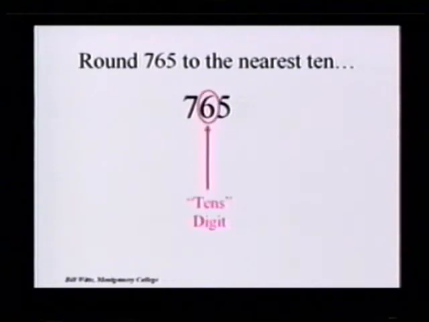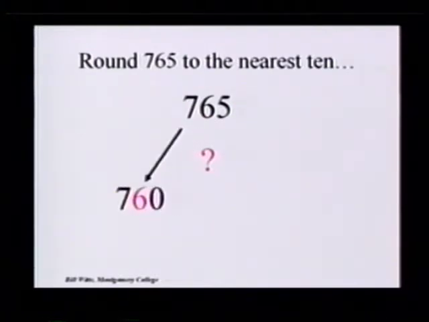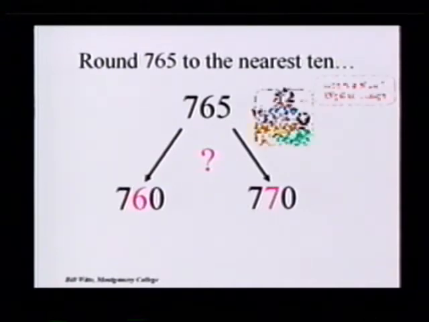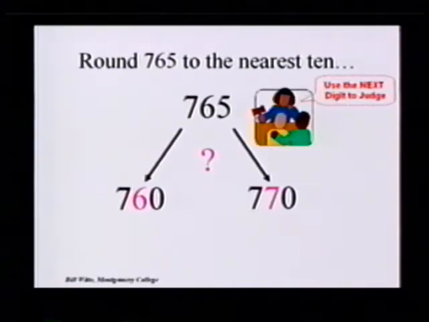Let's round 765 to the nearest 10. Sounds easy. We know we're going to use the tens digit. Everything after that has to be a 0. So it's either 760 or 770. What do we use to decide? The next digit. In this case, Houston, we have a problem. The ones digit. But ouch, 5, I'm thinking, is right in the middle.